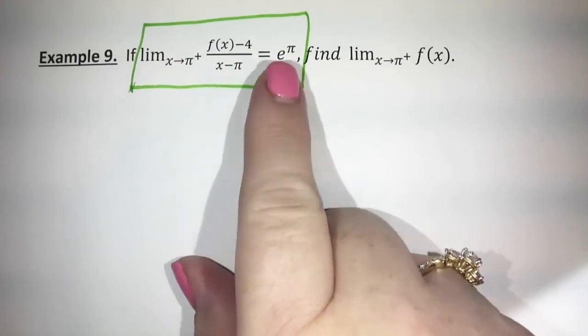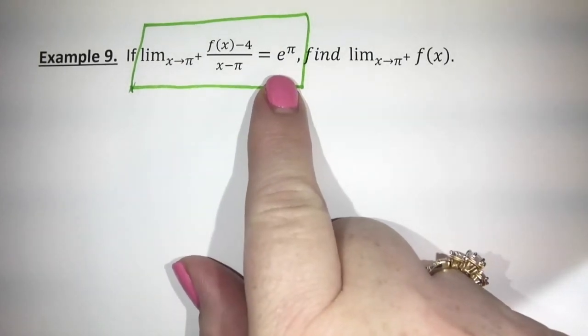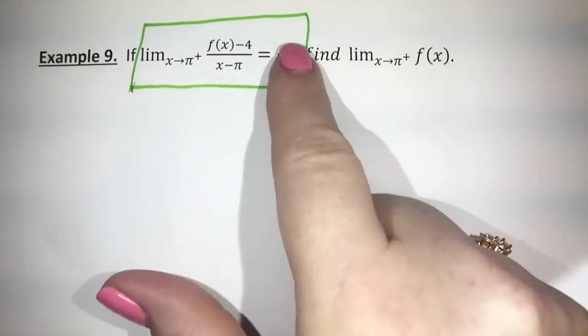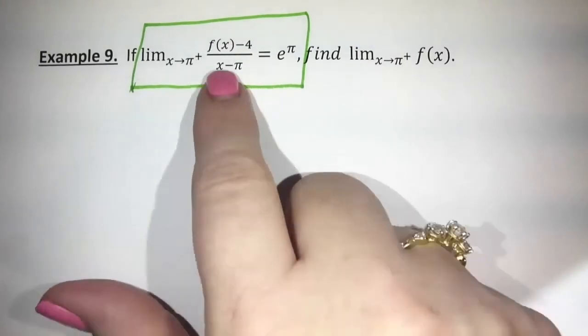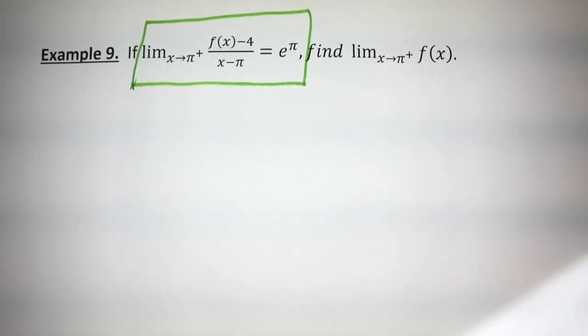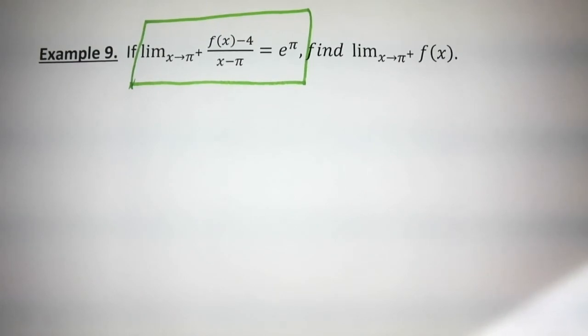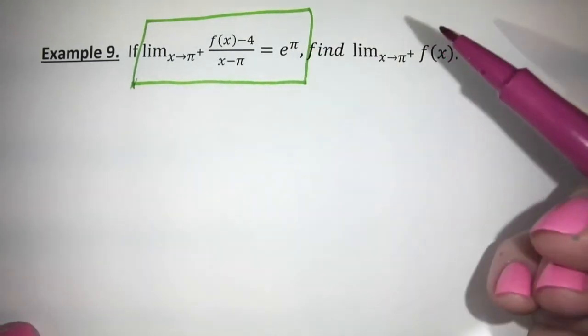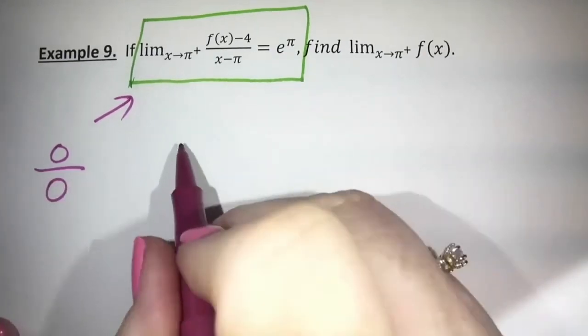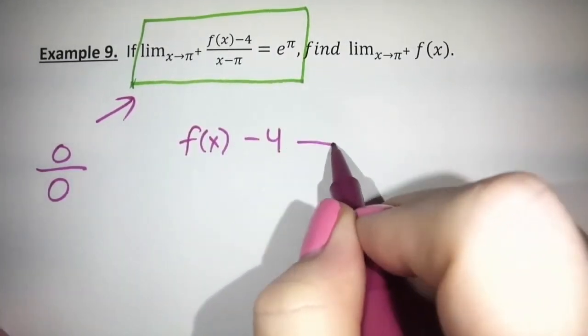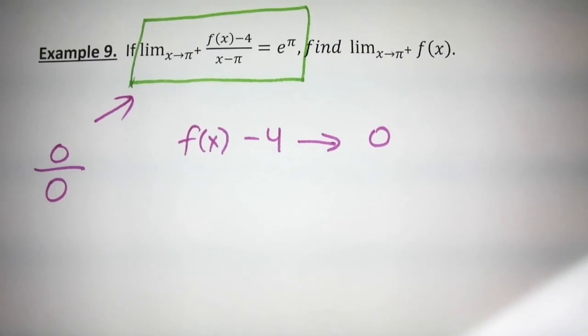And the answer isn't infinity, right? It's not a number over 0 is infinity. The answer is e to the pi, which is some number, right? So if the answer is some number, then we know that this must have been 0 over 0. And then we either factored or we used a conjugate or whatever, depending on the question. But it must have been a 0 over 0 in order to have given this answer of e to the pi. So if this was 0 over 0, then we know that f of x minus 4 has to be 0, right? x minus pi is 0 on the bottom.